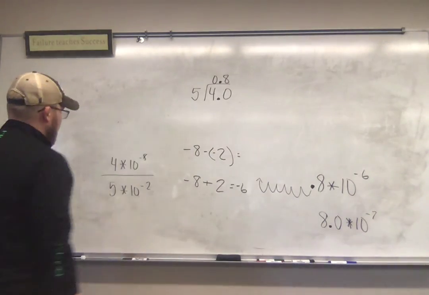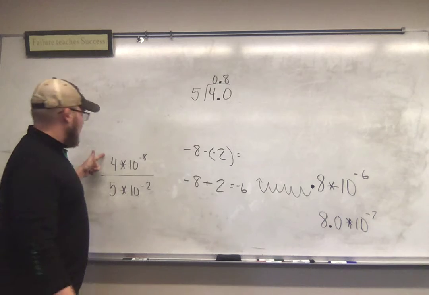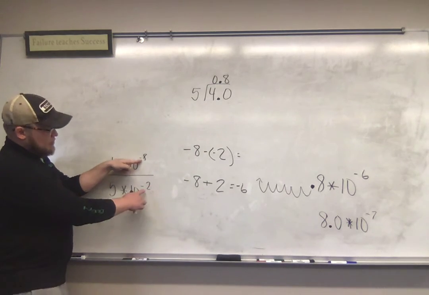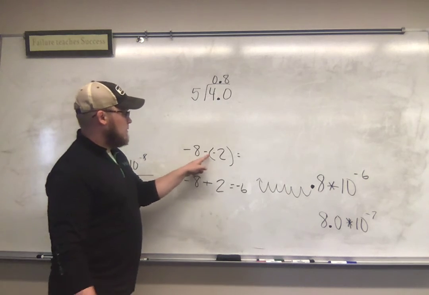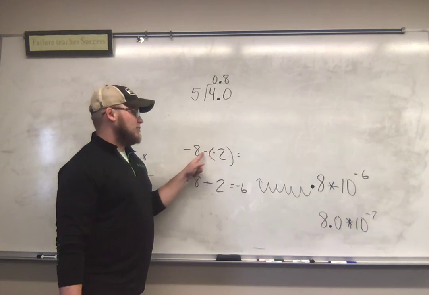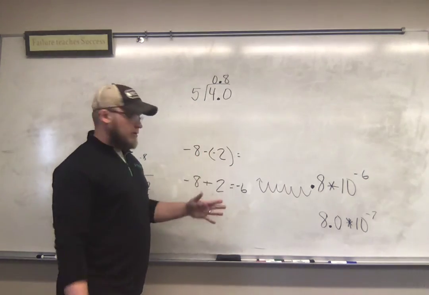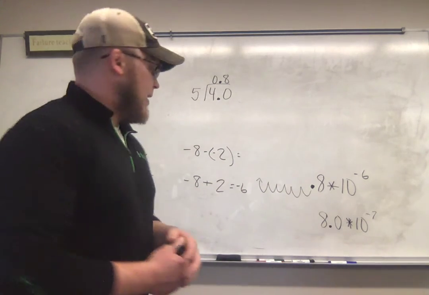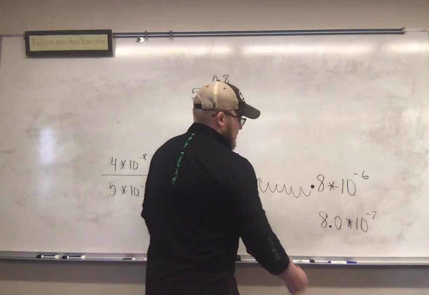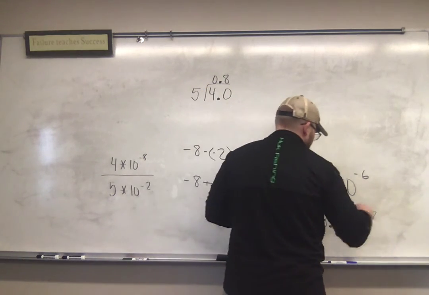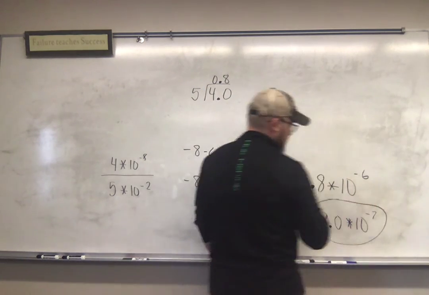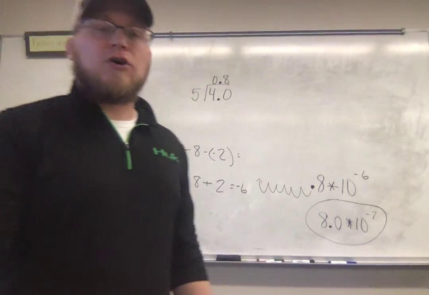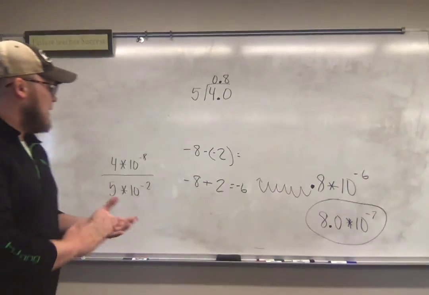Okay, and again, what we do, we took the first two numbers, we divided them. 4 goes in the box, 5's on the outside. And then we subtracted the exponents. But when you have two negatives next to each other, or a minus and a negative, it just turns it into an addition sign. Okay? And for our final answer of 8.0 times 10 to the negative 7th. Okay? So I hope that helped.